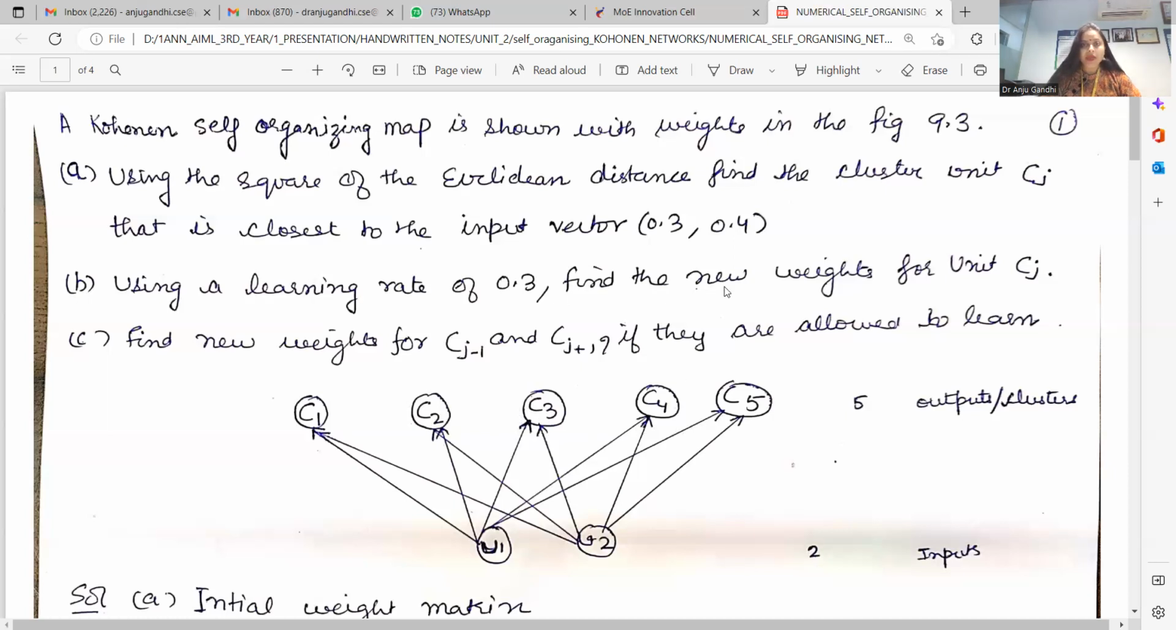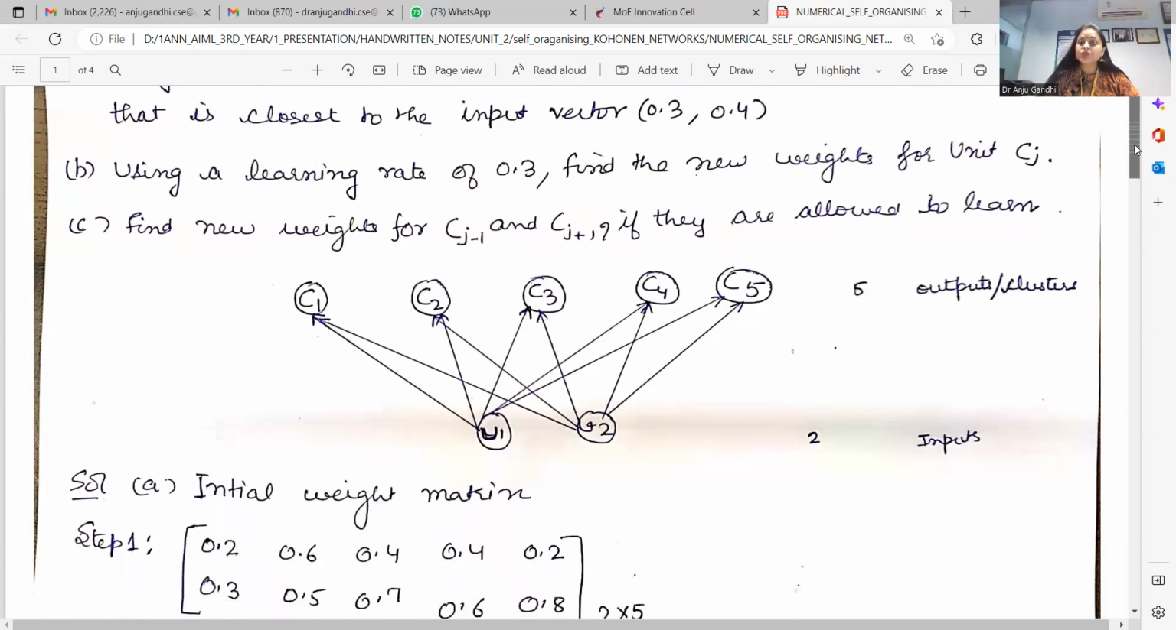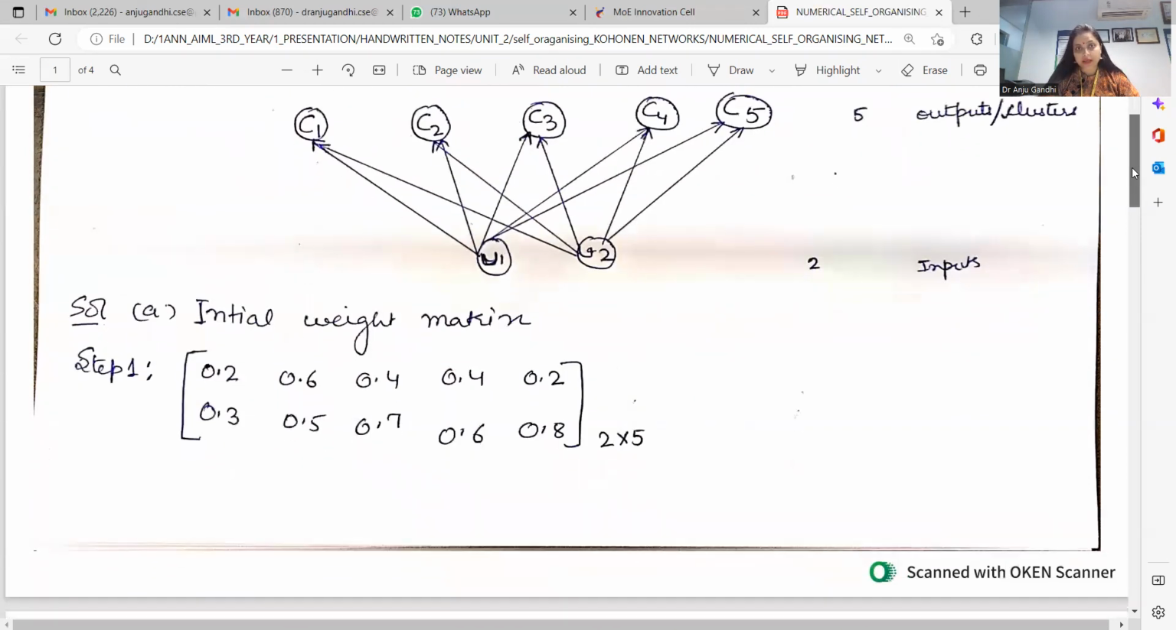In part B, we have to find out the new weights, right? What will be the new weight? The minimum distance we have will be the winning node for us, the winning state for us. And with respect to that, we will update the weights of that particular cluster, right? The third part is saying that we have to find out CJ minus 1 and CJ plus 1, right? So we will also do that. So let's start from part 1 now, how we are going to solve this numerical, which is very important in terms of examination, right?